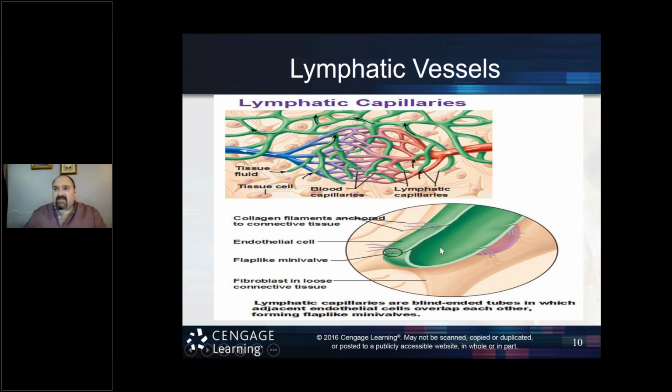Again, I said the lymphatic capillaries are not directly connected to the heart, so they're not connected to a pump. As fluid moves through the capillaries, it's a result of things like the contraction of skeletal muscle and movement, which allows the fluid to move from distal to proximal, up toward the right side of the heart, into the right lymphatic duct and the thoracic duct on the left side.